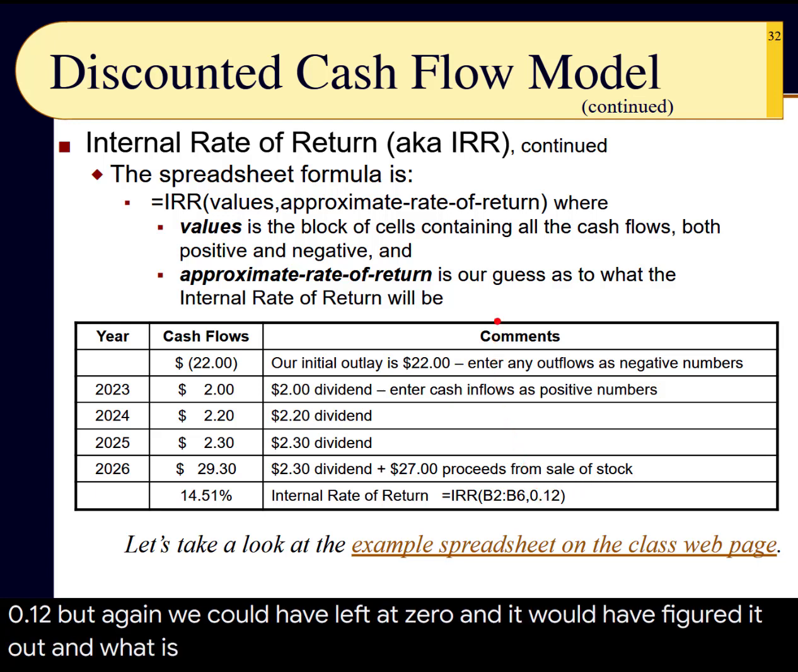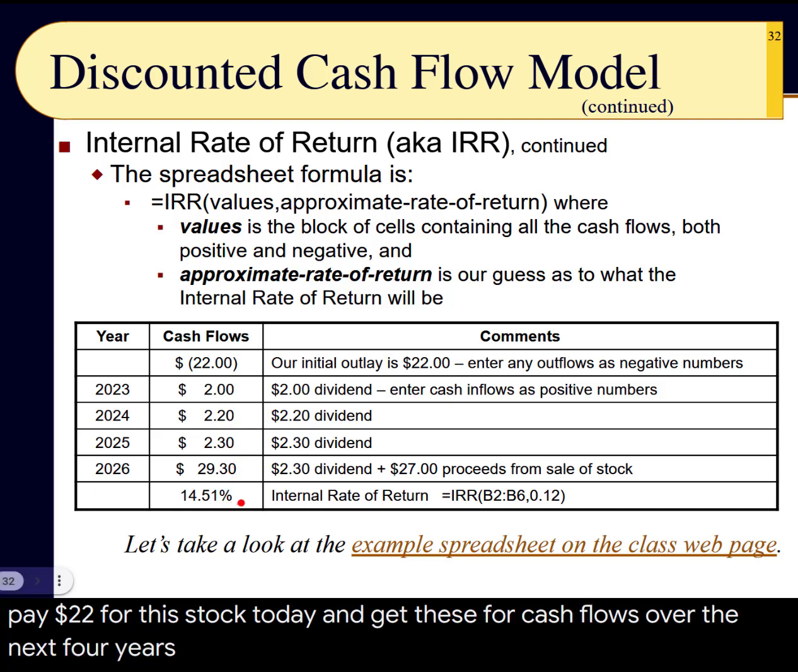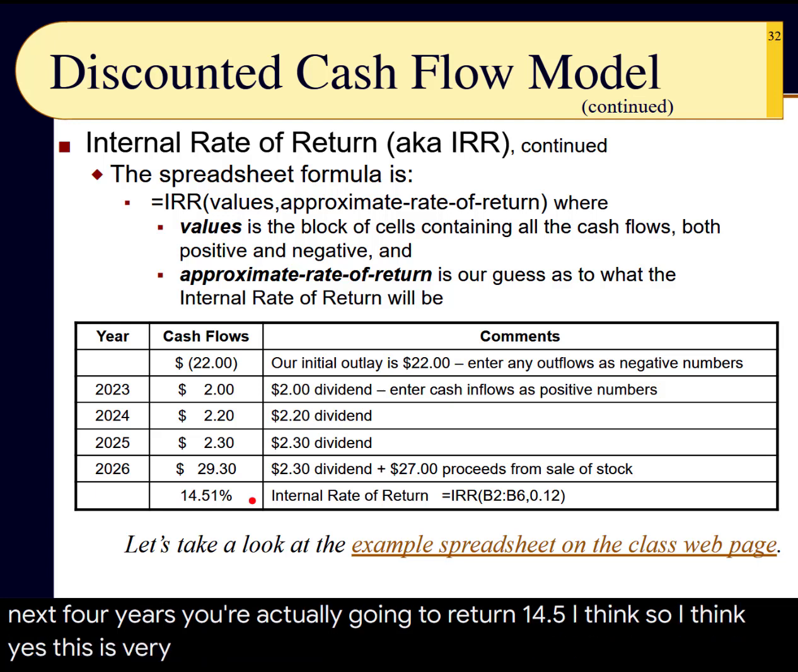And what does it tell us? Dun, da, da, da. It's saying, look, if you indeed pay $22 for this stock today and get these 4 cash flows over the next 4 years, you're actually going to return 14.51%. Cool? I think so. I think, yes, this is very, very cool.